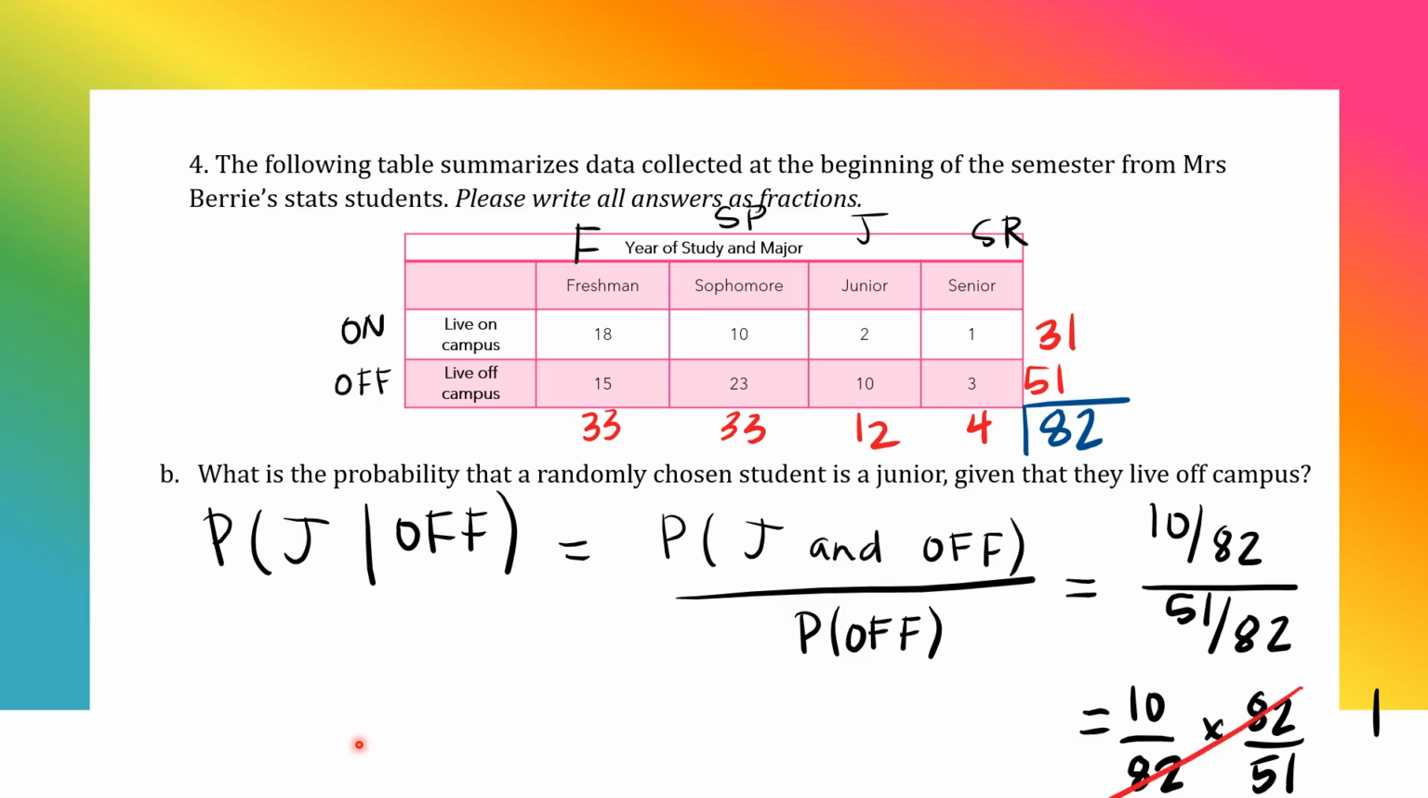That'll happen every time, so you can count on that happening. If you don't even want to keep, change, flip, you can just say it's going to be this numerator over this numerator, and that'll work every time. So that simplifies to just 10 over 51.